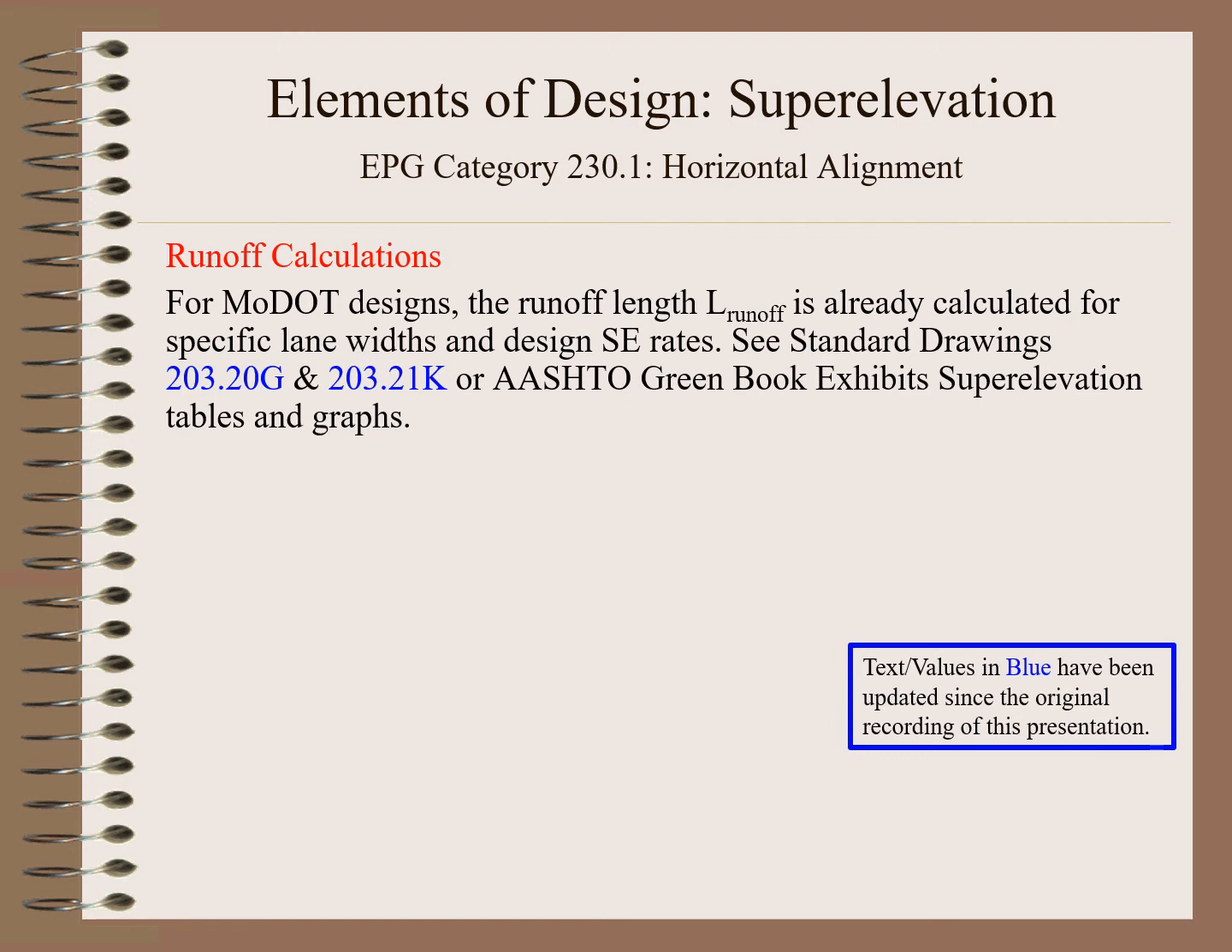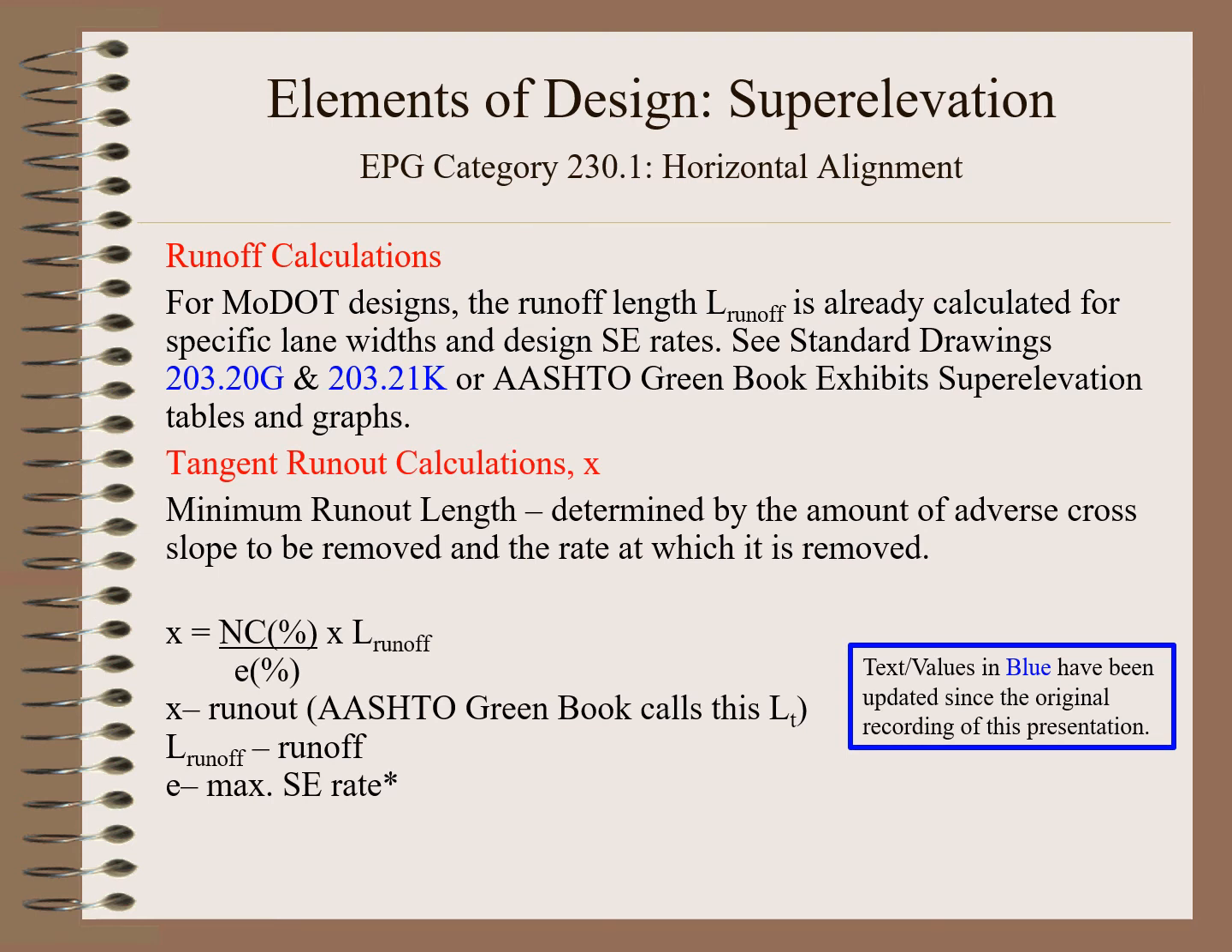Runoff calculations can be done in several ways. For MoDOT designs, the runoff length is already calculated for specific lane widths and design superelevation rates. You can find them in the standard drawings 203.20 and 203.21, or the AASHTO Green Book exhibit superelevation tables and graphs.